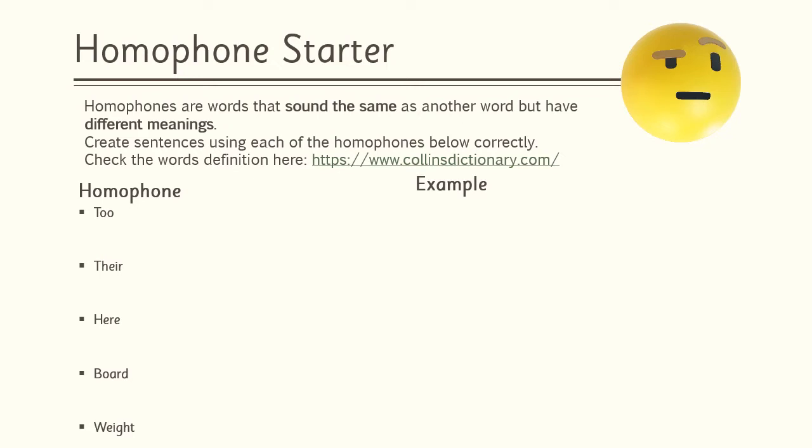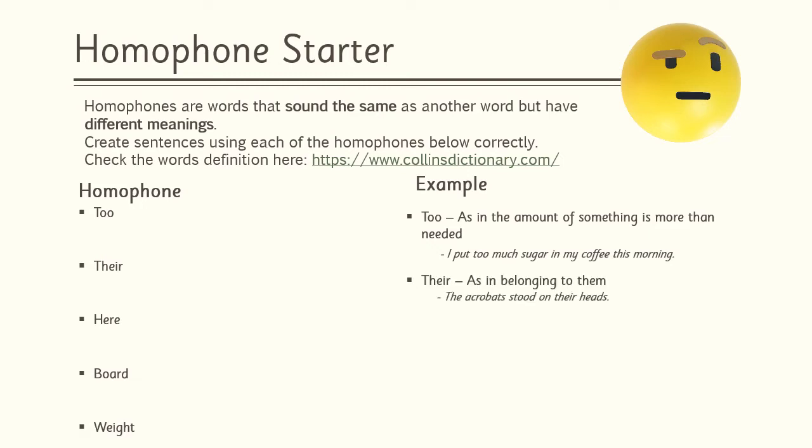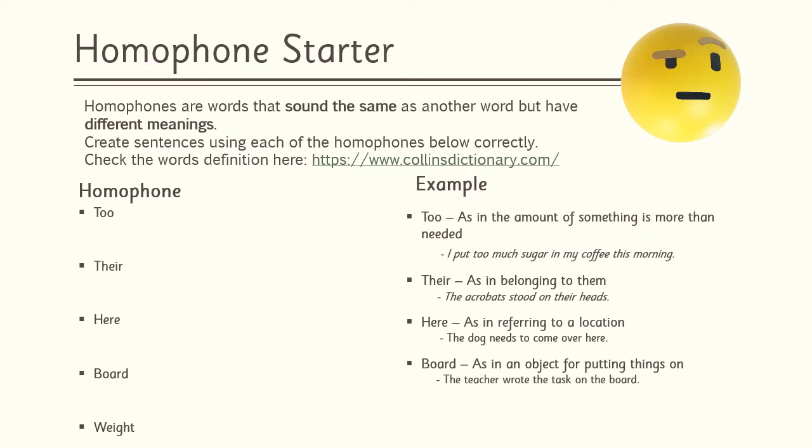Okay, so we'll go through some examples so that you can mark this yourself. To, in this case, is when you've got too much of something, so something is more than you need. There, in this case, is belonging to them. Here would be talking about a location or where something is. Board is an object for putting things on. And weight is how heavy something is.